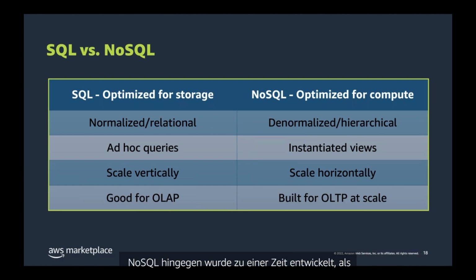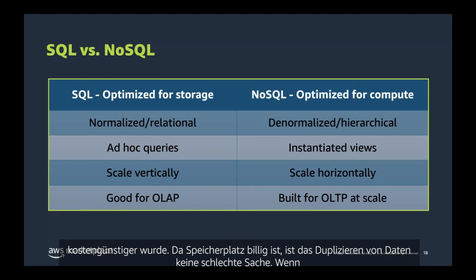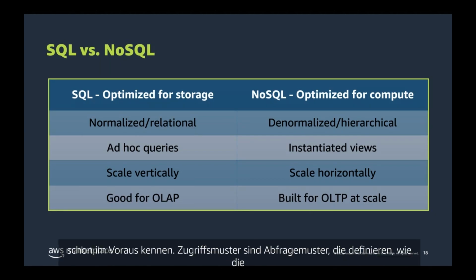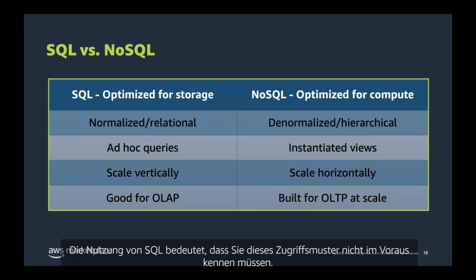NoSQL, on the other hand, was designed at a time when we focused on OLTP and storage was becoming cheaper. Because storage is cheap, duplicating data is not a bad thing. If you are designing for NoSQL, then you must know your access patterns ahead of time. Access patterns or query patterns define how the users and the systems access the data to satisfy business needs. Using SQL means you don't need to know this access pattern ahead of time.